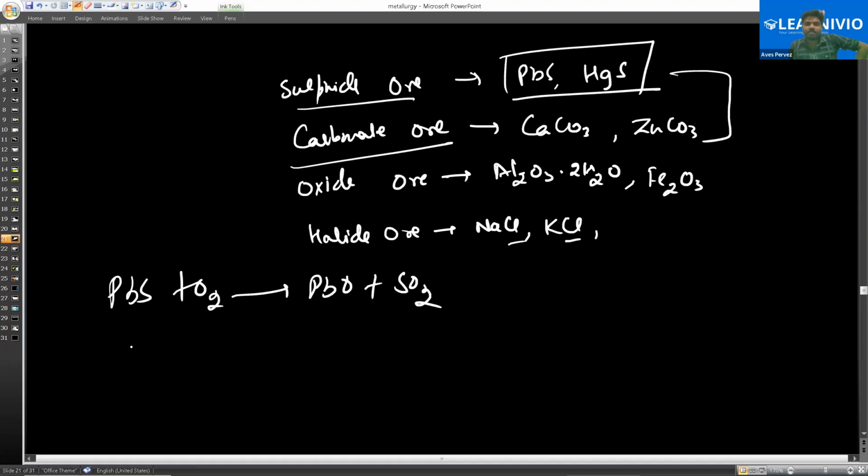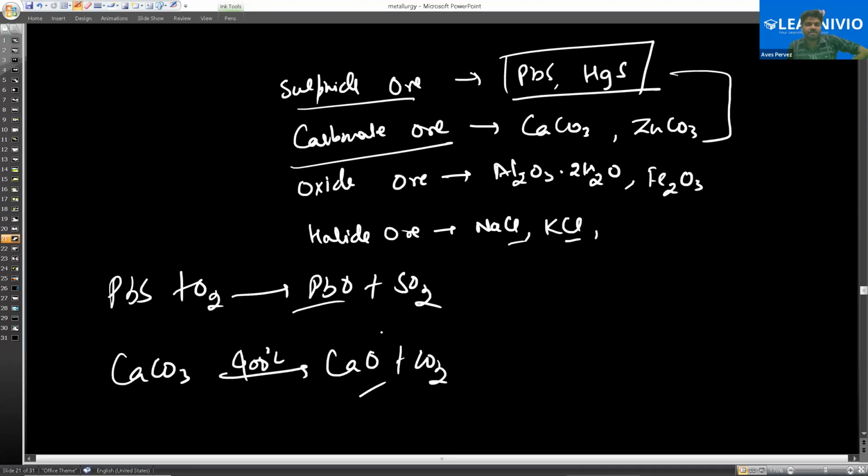Similarly, carbonate ore CaCO3, when you heat it in the absence of air at 900 degrees Celsius, it will get converted into CaO plus CO2. Why are we converting it? Because it is easily reducible. Lead oxide can be easily reduced, meaning oxygen can be removed from it. And like calcium also, you can easily remove the oxygen, and then you can get the pure calcium metal without oxygen.